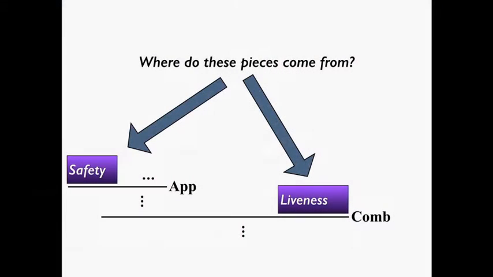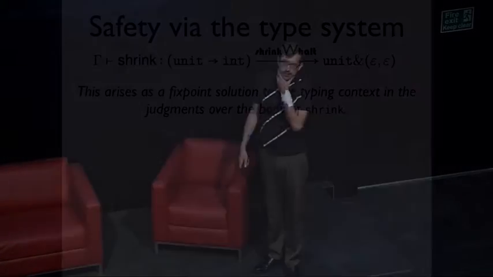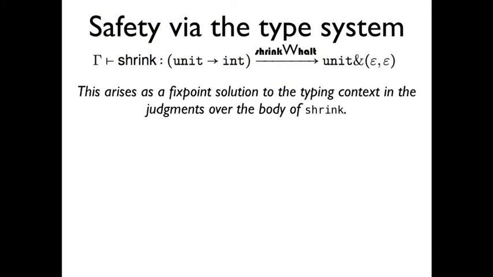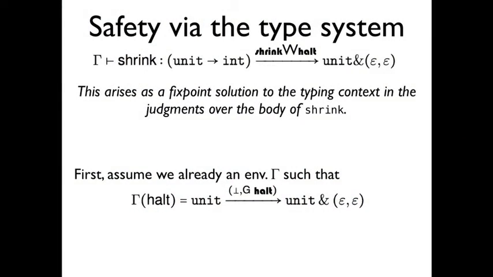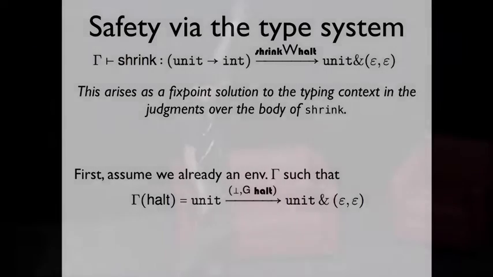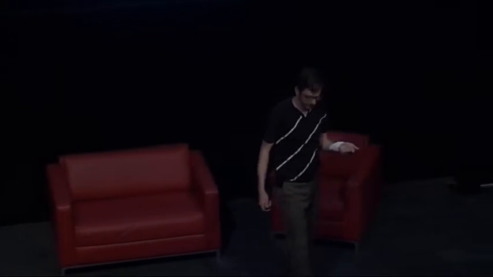So what I haven't mentioned really so far is where do these pieces come from, the safety component and the liveness component. So the safety, a lot of times you can get it directly from the type system. It effectively arises as a fixed point solution to the typing context in the judgments over the body of shrink. So let's do the shrink example. First, let's assume we've already typed halt, and we know that when you call halt, it has this latent effect that it's just going to generate the halt event repeatedly.